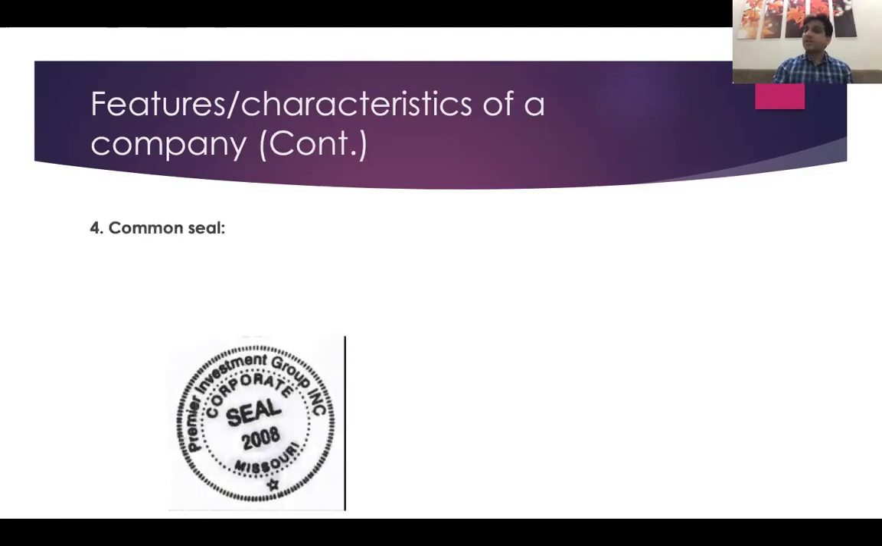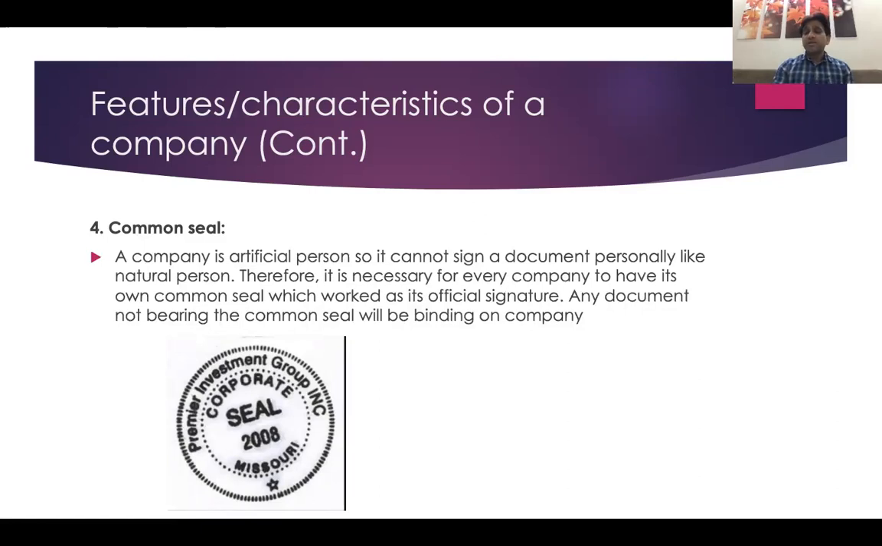The next feature is common seal. So a company must have a common seal. Company being an artificial person, it deals with the outsiders. So any contract which is authorized must bear the signature of the person who is signing the document.